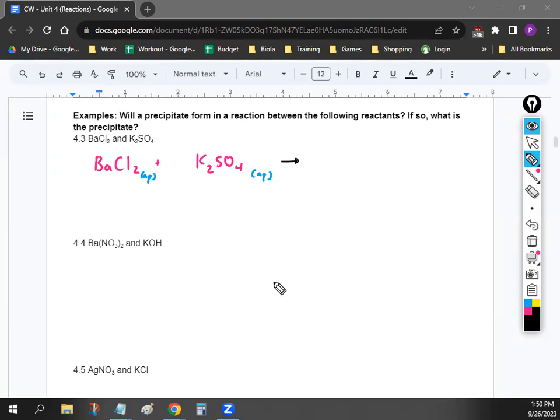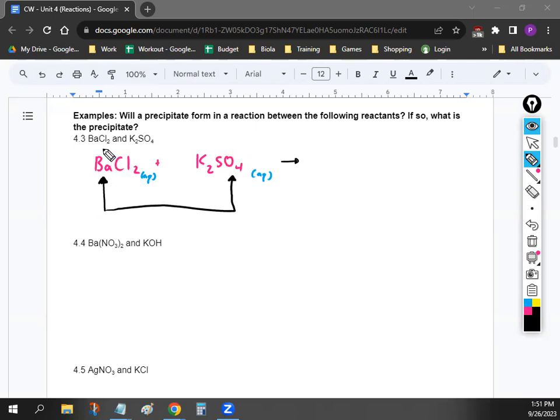Okay, what we're gonna do now is figure out whether mixing these two solutions will create a precipitate or not. To do that, we have to perform something called a double replacement reaction. That's where you take the cation of one of them, and it's like a date swap. You switch who you're hanging out with. So Ba is gonna kick out chlorine. It doesn't want to hang out with chlorine anymore, and it's gonna hang out with sulfate.